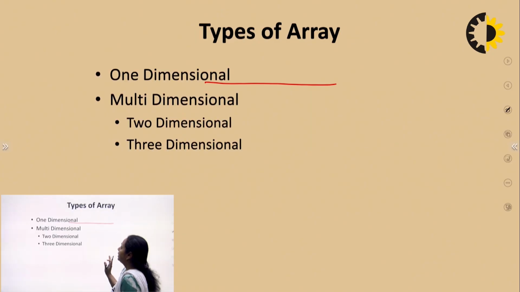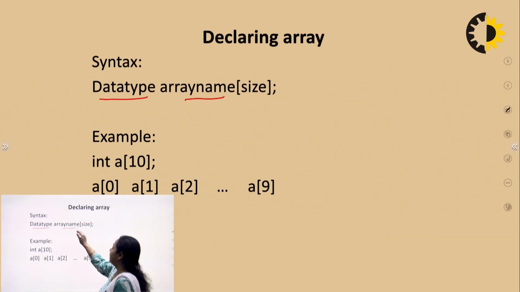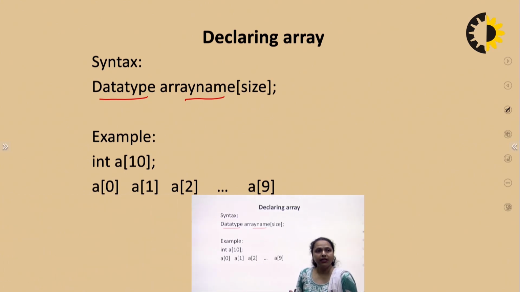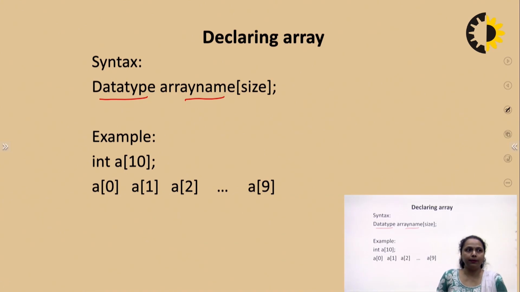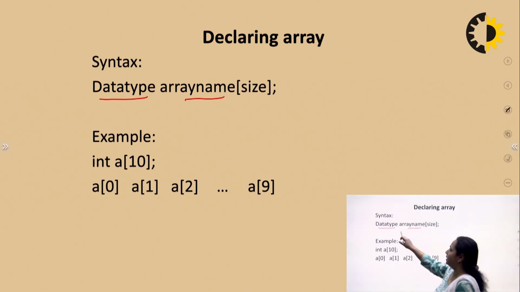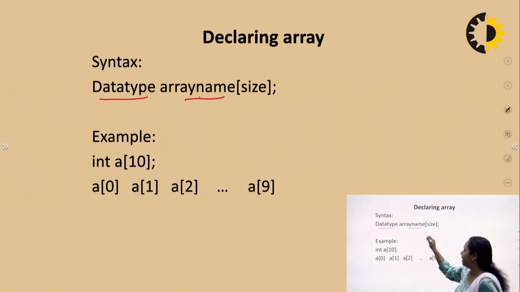Now this is the syntax for how to declare an array. First it is the data type, then the array name, and in brackets the size. If suppose 5 elements of the same type are to be stored, similarly the type of data is defined, the name of the array is defined, and within the brackets the size is declared.